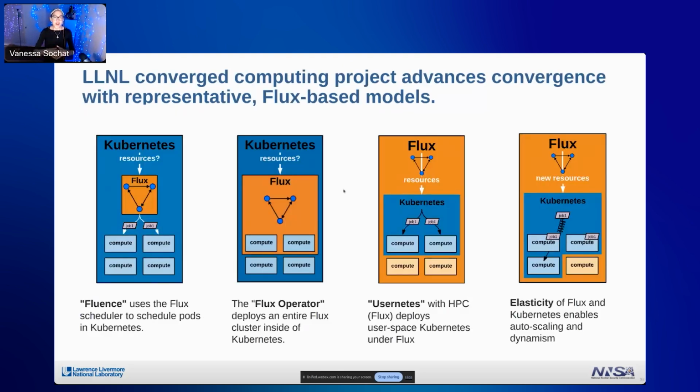So these are the four projects. Actually, there's three projects here, and the last one, elasticity, is sort of a feature of these projects. I'm going to be briefly talking about them: Fluence, the Flux operator, and user space Kubernetes. At a high level, you can think of these as different kinds of turduckens that combine Flux and Kubernetes together in really cool ways that we've been working on.